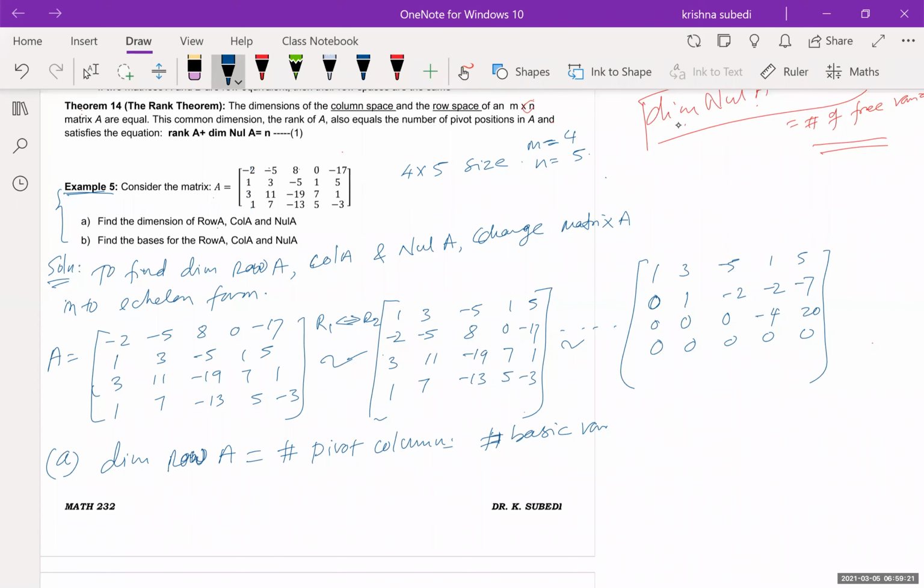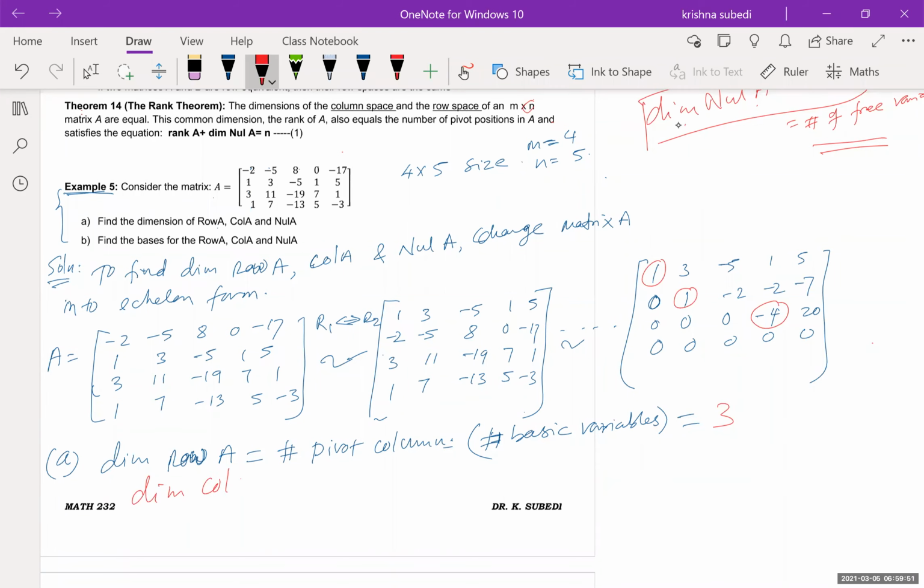Okay, number of basic variables. That means the number of basic variables is the number of pivot columns. So there is 1, 2, 3. There are 3 basic variables. So the number of pivots: this is our pivot, this one is pivot, and then this is pivot. So there are 3 basic variables, which means the dimension of row A is 3.